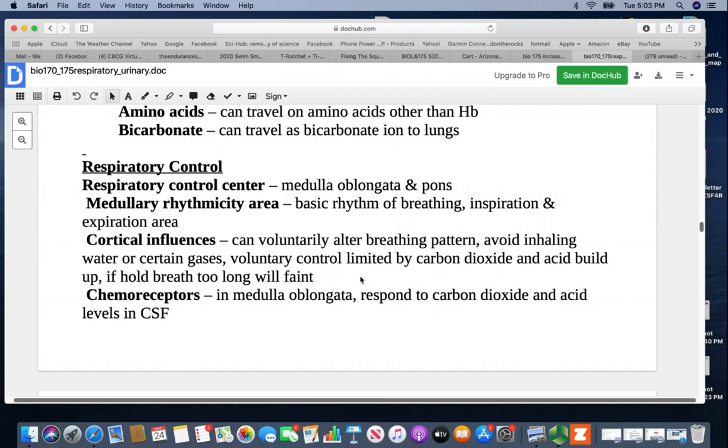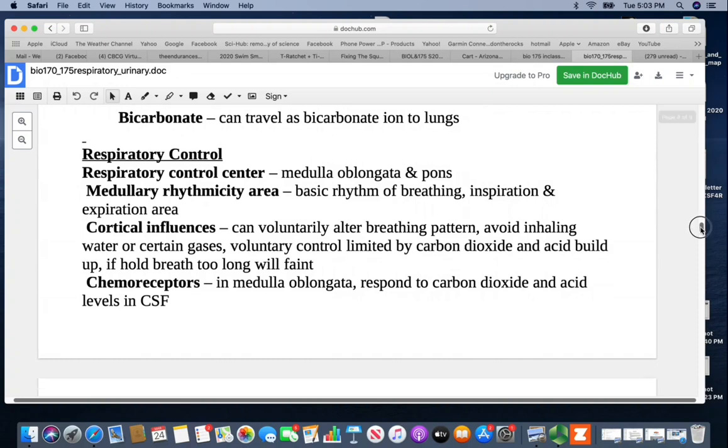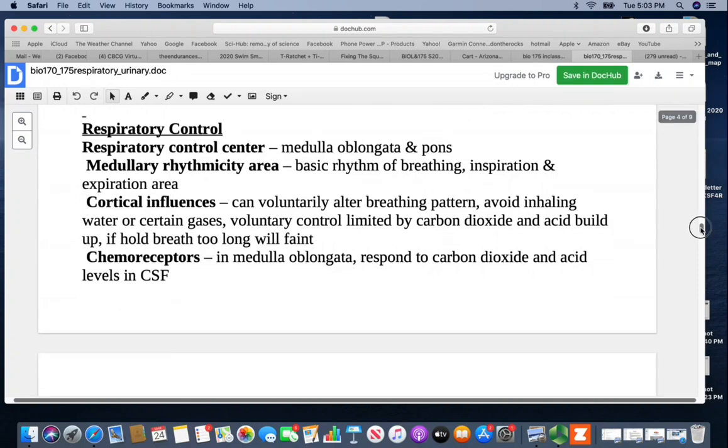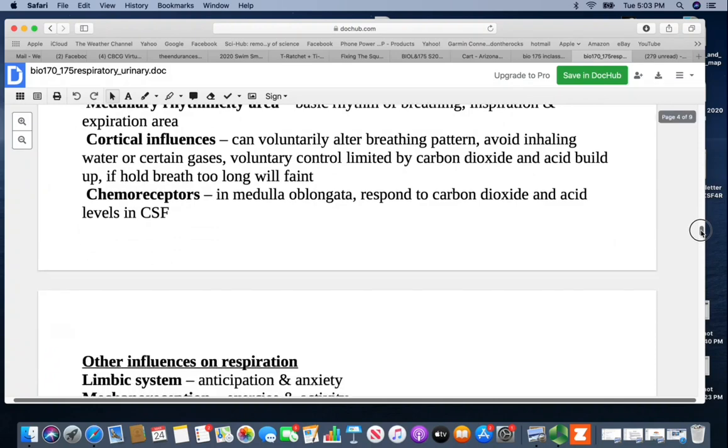Controlling respiration is something that toddlers will use as a technique as well. They will decide that if they don't get their way, they're going to hold their breath. And really, if they hold their breath too long, they're going to faint, lose consciousness, and they're going to start breathing again. We have chemoreceptors that are in the medulla oblongata. They're going to respond to the carbon dioxide and acid levels in the cerebrospinal fluid. So they're going to be measuring those levels and letting the brain know, can we let this person have voluntary control here, or are they not able to handle this? Let's take it away from them.